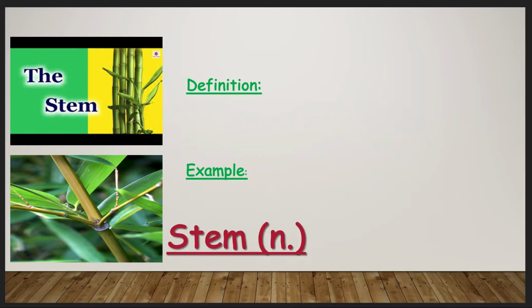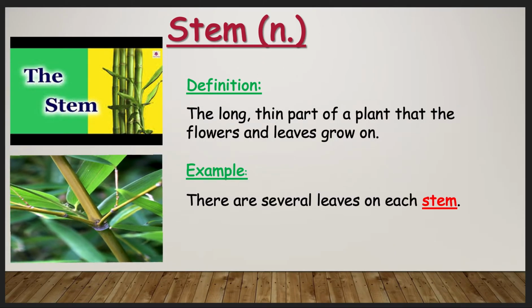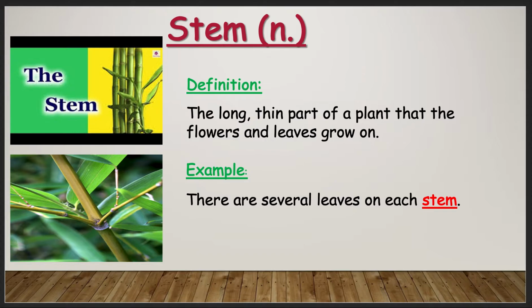We have also stem, and stem is the long and thin part of a plant that the flowers and leaves grow on. This part, that flowers and leaves grow on. Our example says there are several leaves on each stem.